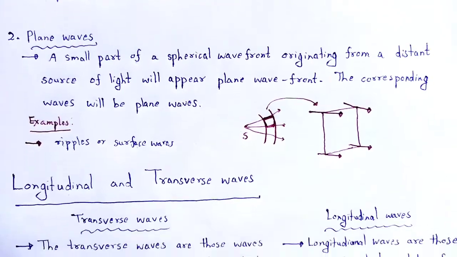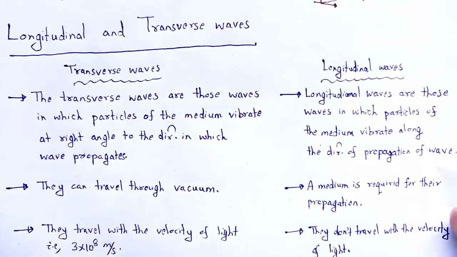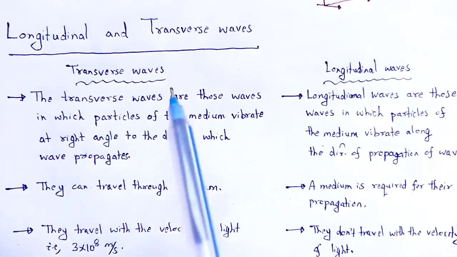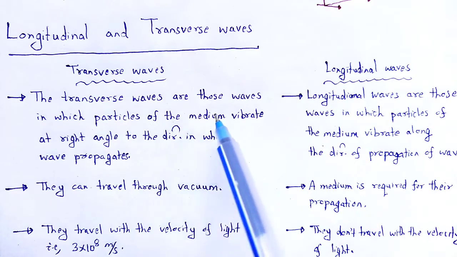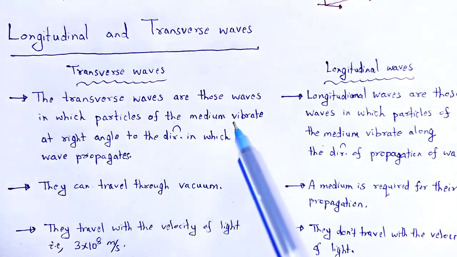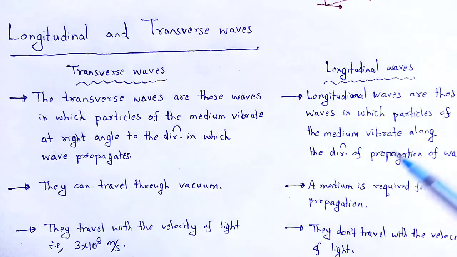Next, the difference between longitudinal and transverse waves. Transverse waves are those waves in which particles of the medium vibrate at right angles to the direction in which the wave propagates.